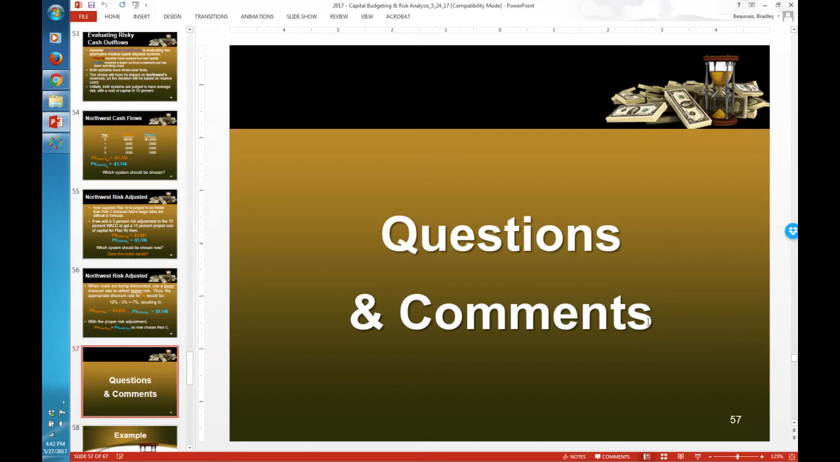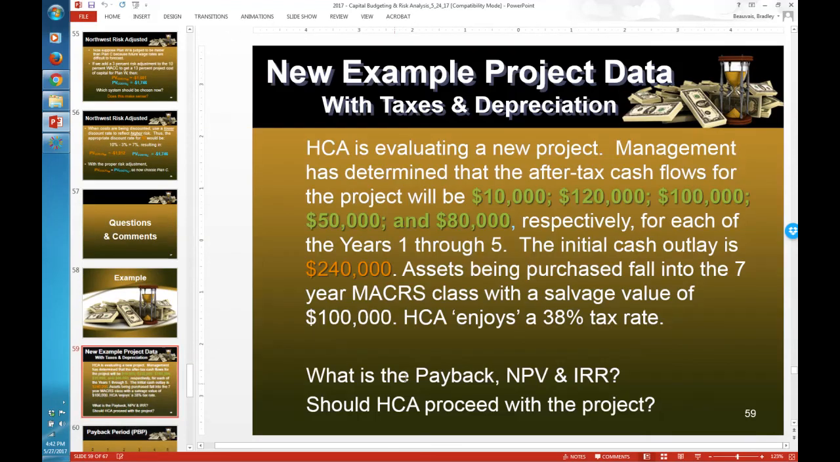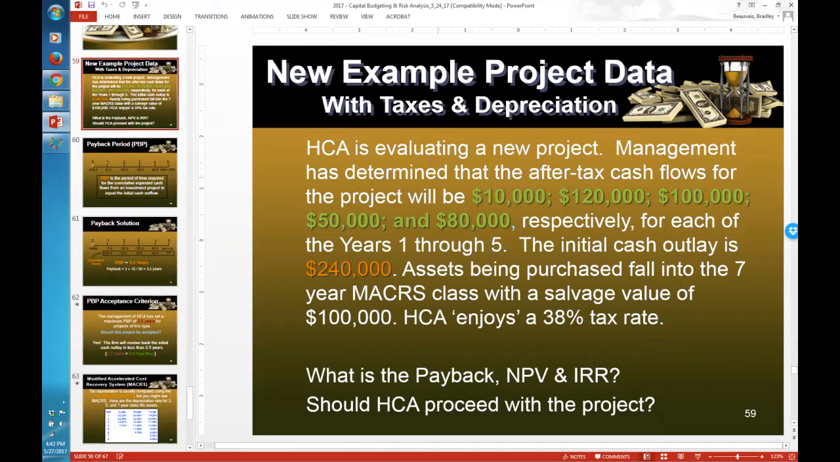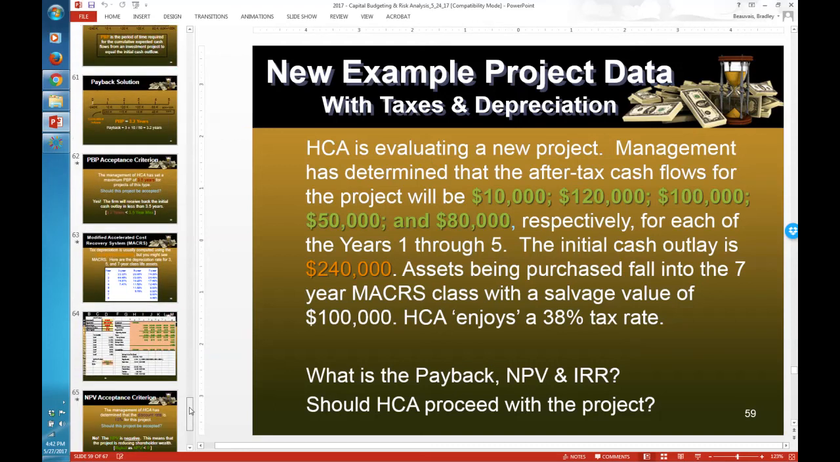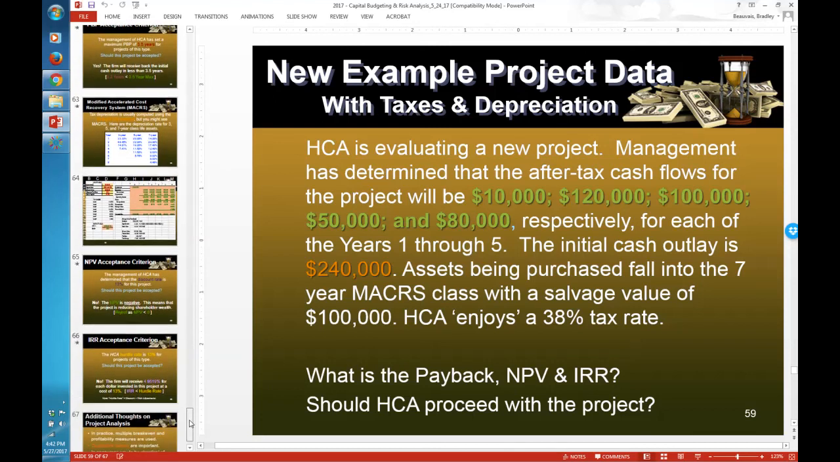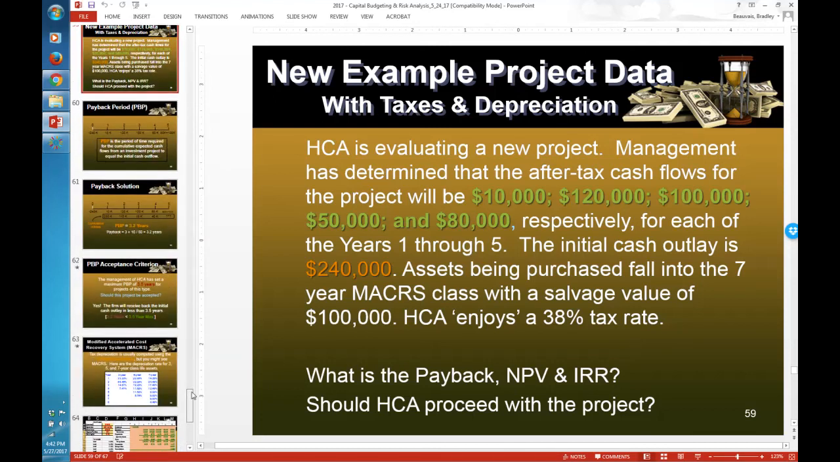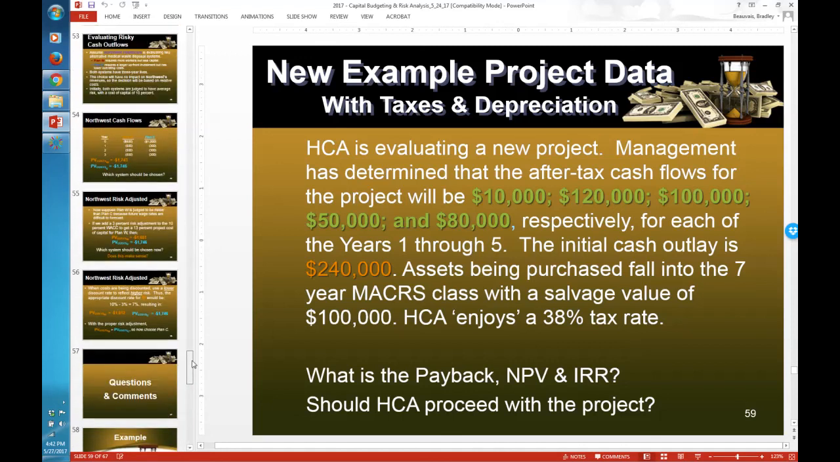So if you have any questions, you have any concerns, by all means reach out. And with that in mind, I've also included an example at the back of this that includes taxes and depreciation that we did not include in the sheet, and I will cover that in a different video, so we can put this one to bed and let you go about your day.